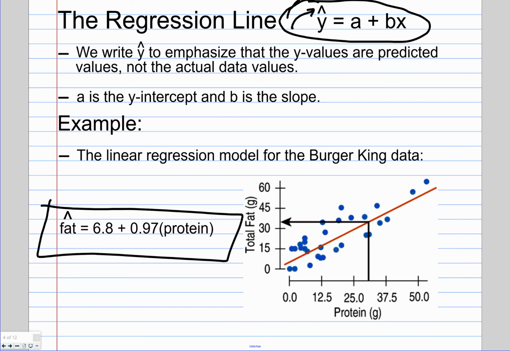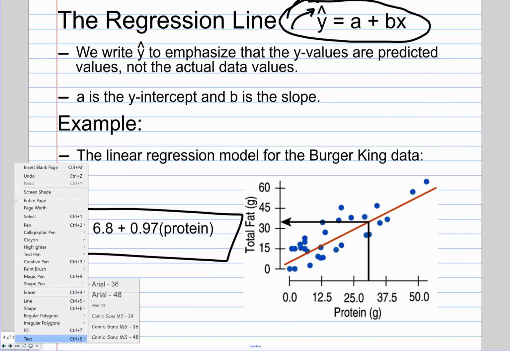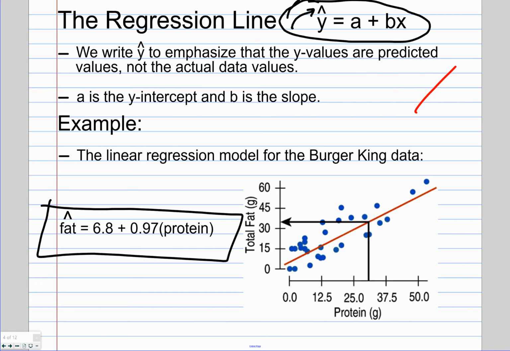So let me give you an example. I'm going to use orange. You good with that? Oh, no. I'm going to use whatever this color is. Is this red? Great. Red. Look at this line.